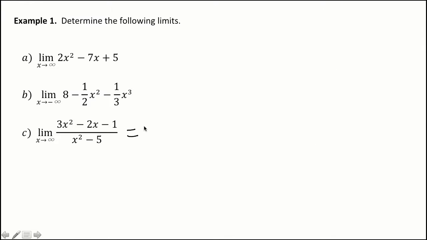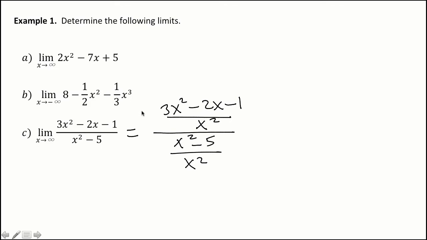Okay, for the last example, in order to deal with rational functions, what you have to do is look at the highest power in the denominator. So the highest power in the denominator is x squared. What we're going to do is divide the top and bottom by that x squared. So this is what you do if you have a fraction and you're taking the limit as x approaches infinity. Look at the denominator and find the highest power, then divide by it. So I'm going to divide by my highest power of my denominator. Okay, and then take the limit, of course.